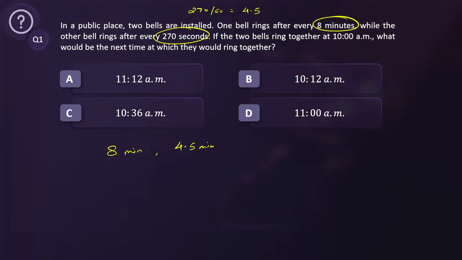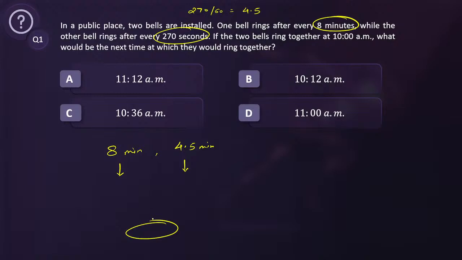And the second bell, when will it ring? 4.5, then 9, then 13.5, 18, right? It will keep on ringing this way. Now we'll have to find out after how many minutes they will ring together. So what I'm doing is I'm looking at the multiples of 8 and multiples of 4.5, and I have to look for the common multiple of 8 and 4.5.